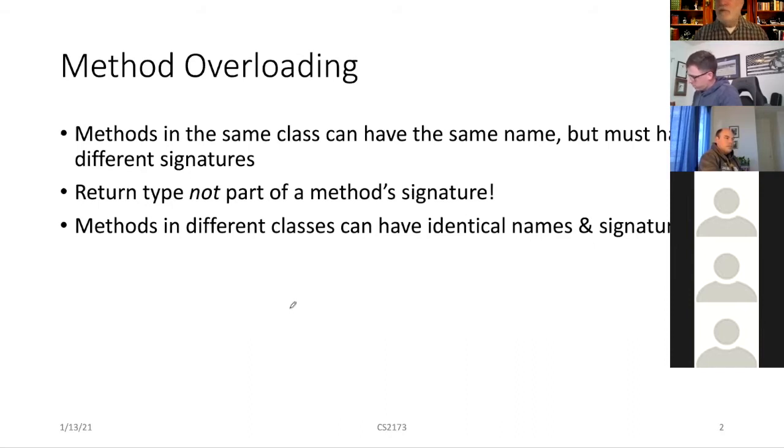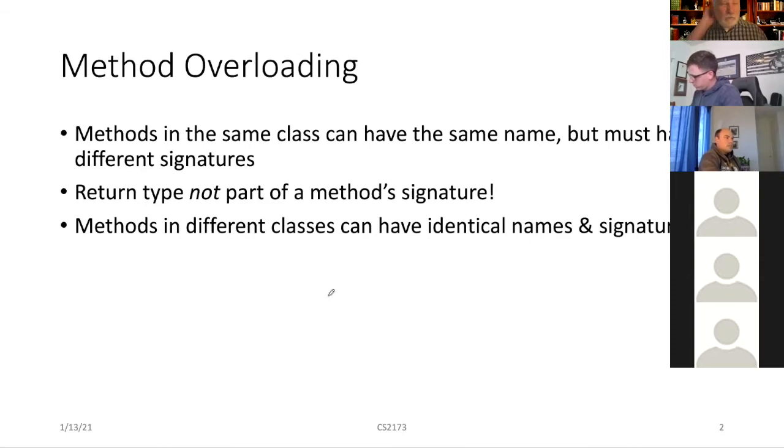The single card constructor, for example, had a signature of an int and a string. The int was the value, the string was the suit. So its signature was int, string.